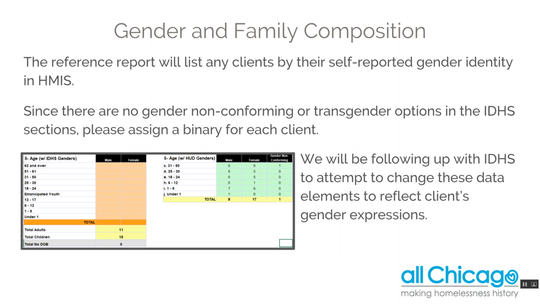So I brought up this section 5 right here just to show you an example. As you can see, what we have in this image, the orange table only lists 2 options. It's a binary option of male or female. Whereas with HUD, maybe you work with clients that are gender non-conforming or clients that are transgender. And right now, what has to be done is that you would have to slot that client who's gender non-conforming or transgender into that binary. So we are definitely going to be following up with IDHS to attempt to change these data elements so that they truly reflect the client's gender expressions. But for this quarter, if you could please just slot the client into the most appropriate binary there.